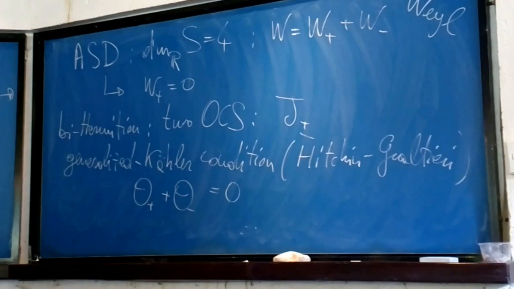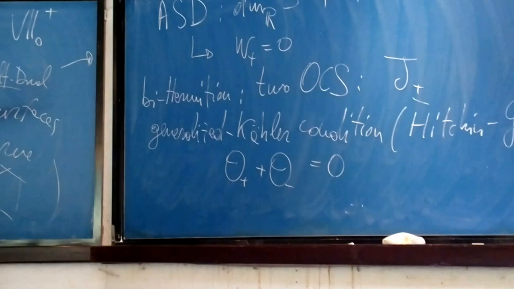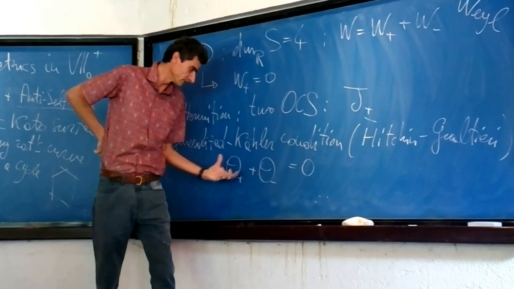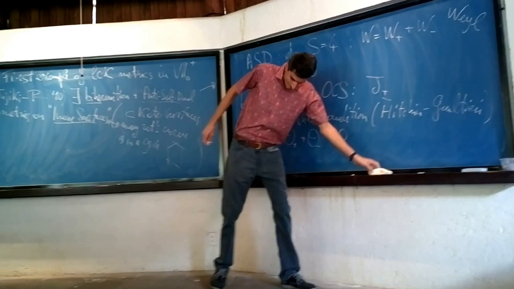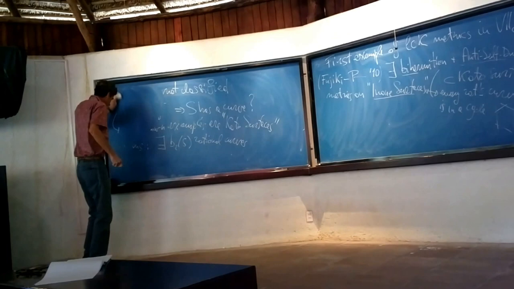See, when we have a Hermitian metric, we can define the Lee form in dimension 4. And here, because we have two Lee forms, they define a generalized Kähler structure on S when they satisfy this equation.